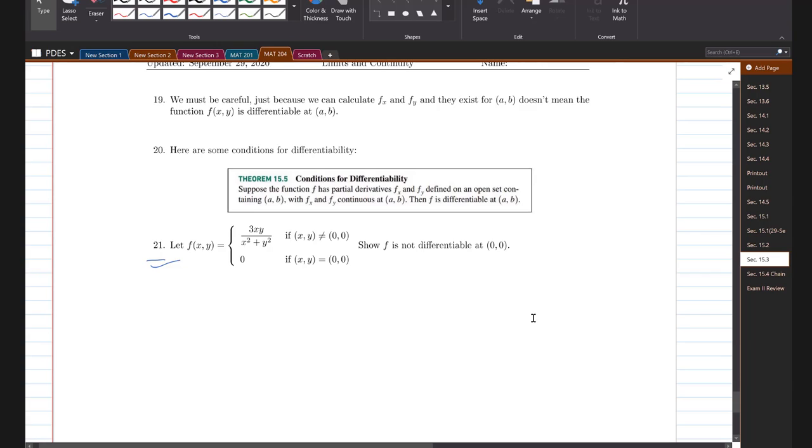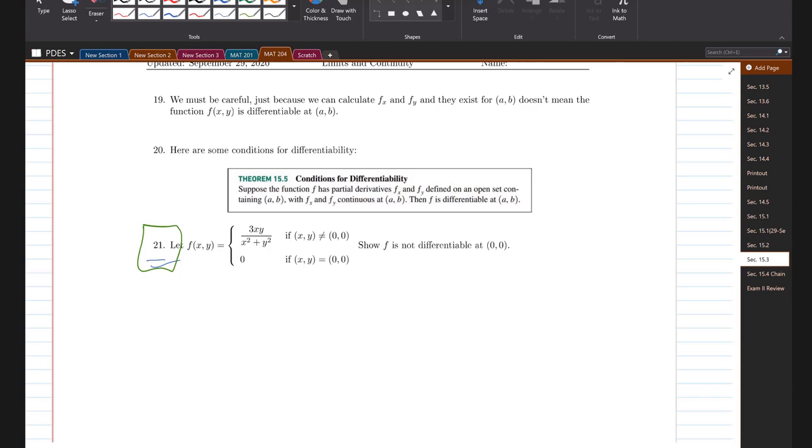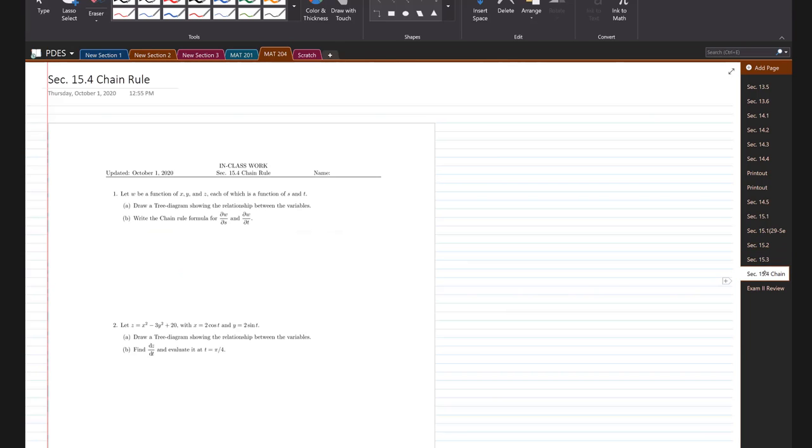So you will get a chance to work an example like this in my math lab, and you will see that even though it's not differentiable at 0, 0, you can still compute partial f partial x at 0, 0, and partial f partial y at 0, 0. All right. Folks, I want to get started on this so we can hit the ground running next time.